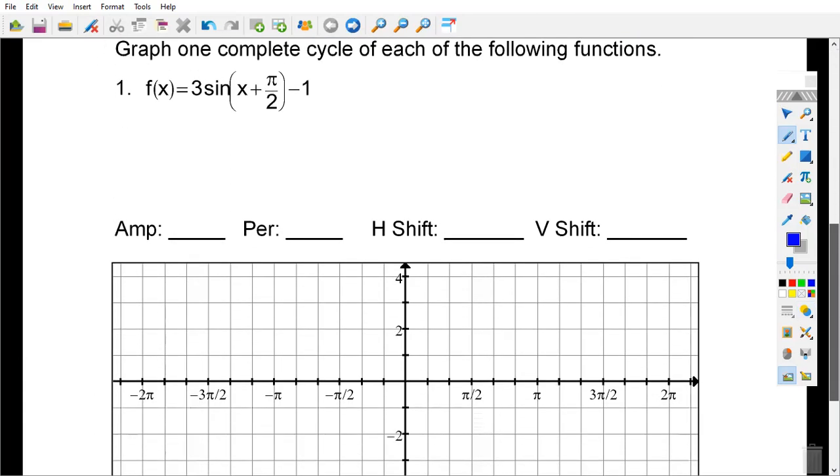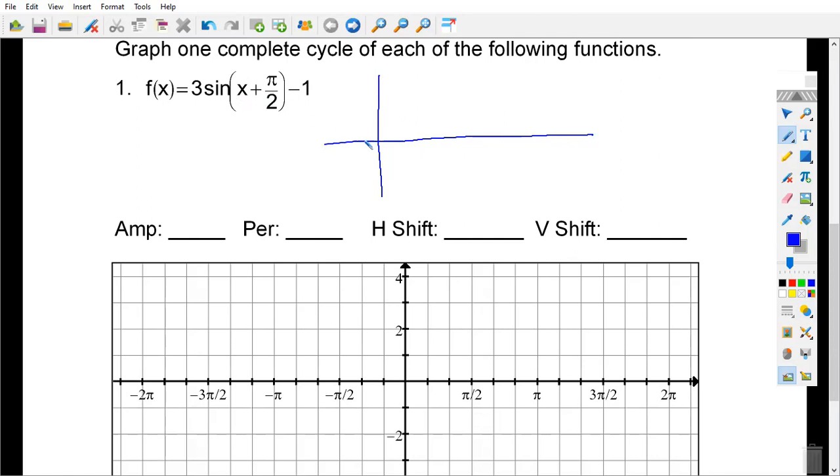Looking at this graph here, it wants us to graph one complete cycle of each of the following functions. So we have f of x equals 3 sine of (x plus pi divided by 2) minus 1. The first thing you want to do is think about what does the parent function look like.